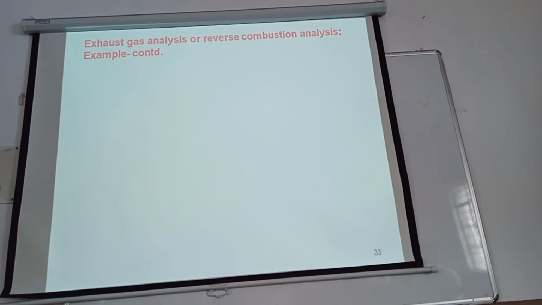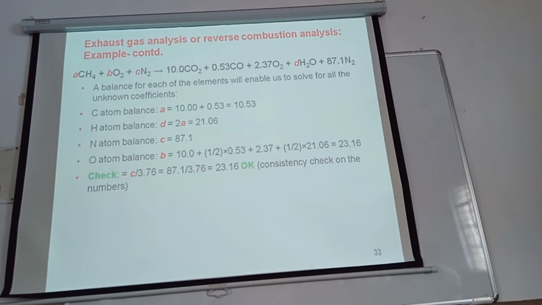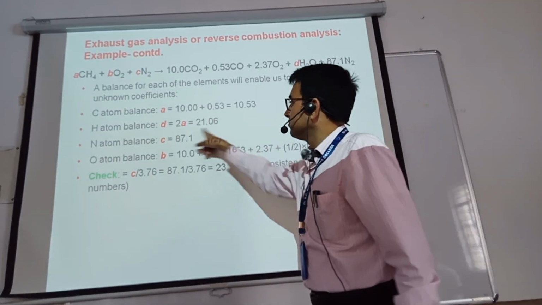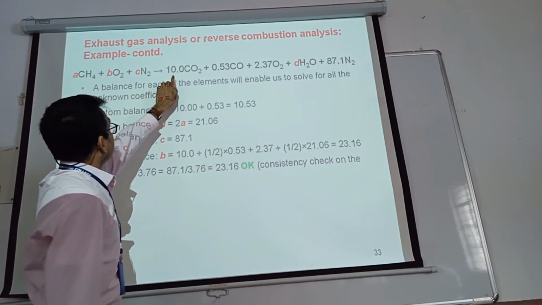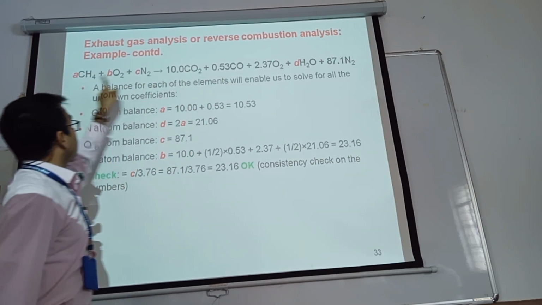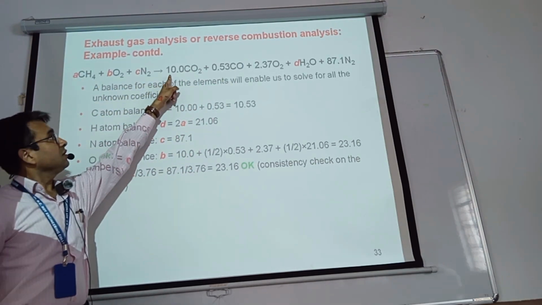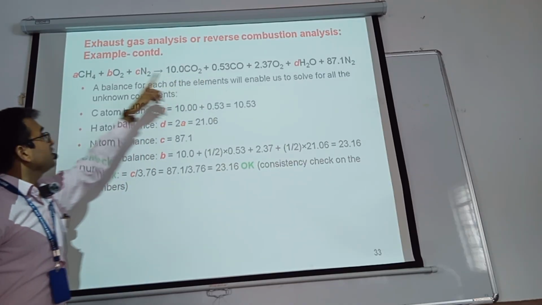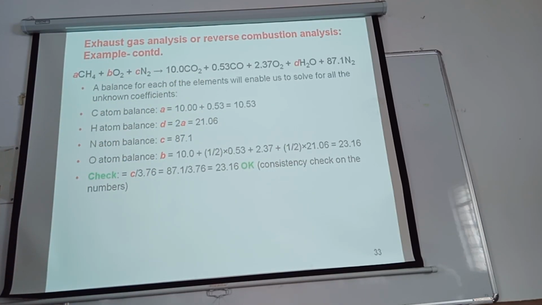Okay, so you can do this. Simply you write this, you know by this time what to do, right? So write the equations, just balancing. So what is this, what is that? That means this carbon is present in this and this, but carbon is present here only. So what is the total? 10.0 plus 0.53 is equal to A. So that way you can write the equation.